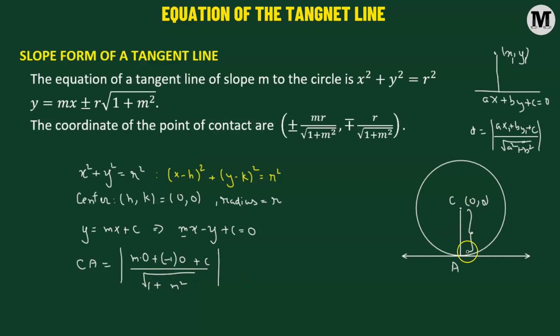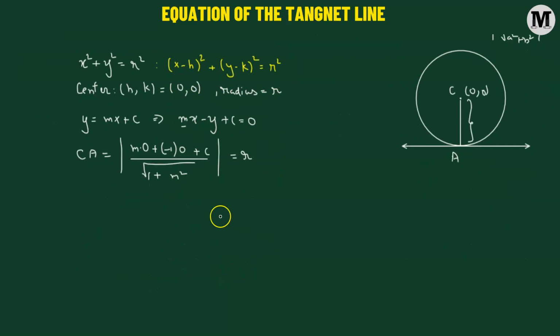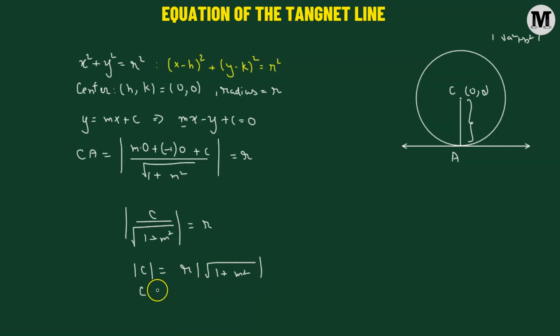Okay. Now what's CA? From the diagram here, CA is nothing but the radius of the circle. So we can say that this absolute value must be also equal to the radius. Now we get C over square root of 1 plus m squared equals r, or we can say that the absolute value of C will be equal to r times the square root of 1 plus m squared. If we get rid of the absolute value, this C value will be equal to plus or minus r times the square root of 1 plus m squared.